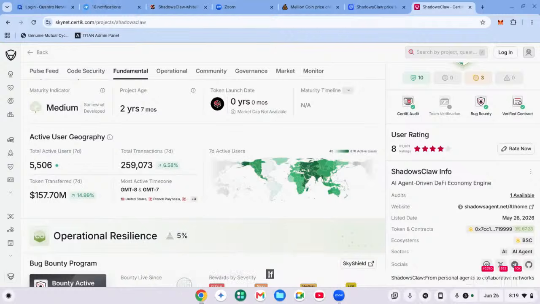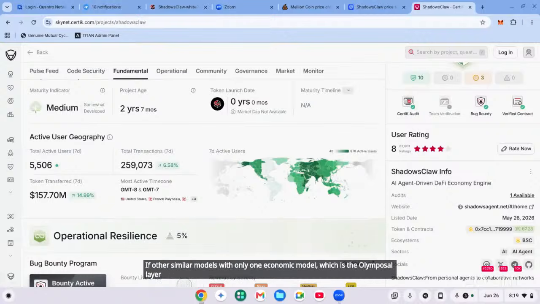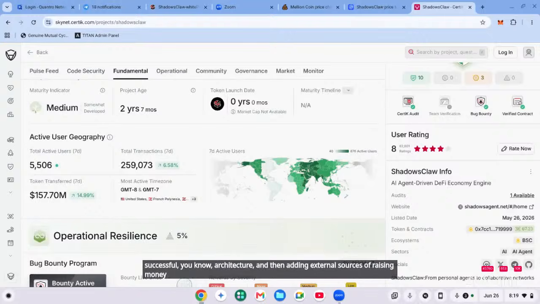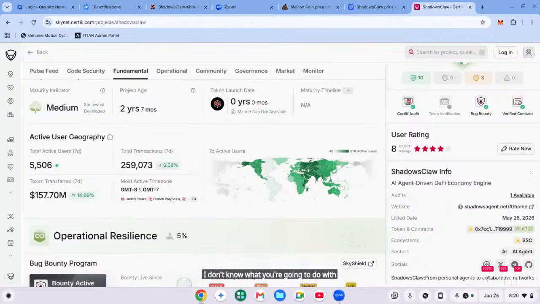All I can tell you is that other similar models, with only one economic model, which is the Olympus DAO layer, have been able to sustain themselves for 6 years. Then you have somebody copying that successful architecture, and then adding external sources of raising money and using it to support their operation. If they can do 6 years, these people should do 20 years without sweat. That is my personal opinion right there. I don't know what you're going to do with it, but I will be guided by it as well.